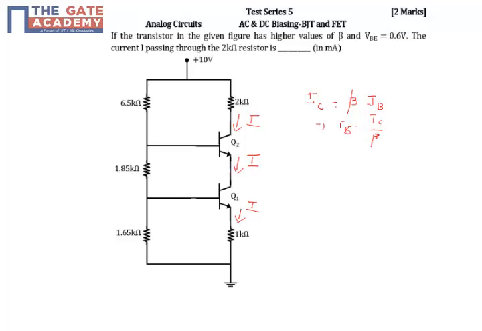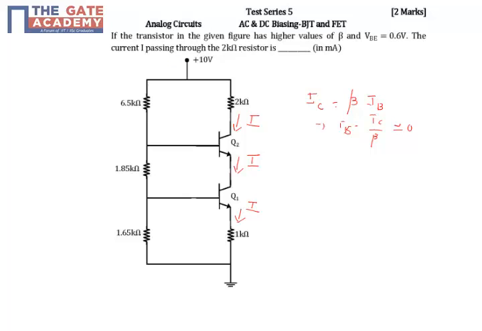So when beta is very high, what does it mean? It means indirectly IB is almost 0. It doesn't mean that it is 0, it is almost 0, right? So the same current will flow in this circuit. So I will find out first the current through the 1 kilo ohm. The same current will flow through the 2 kilo ohm as well.